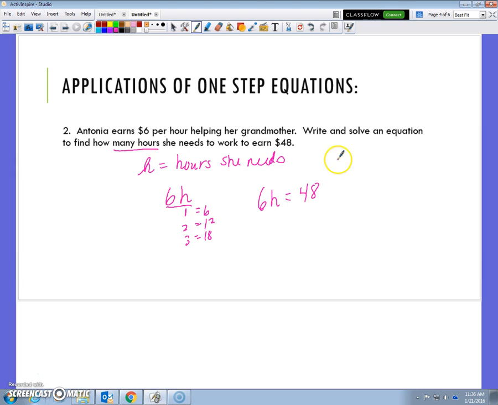All right, and that's what we're practicing. So even if you made a chart and figured it out, I want you to also practice solving these equations. Divide by 6, h equals 8. 8 hours will be my solution.